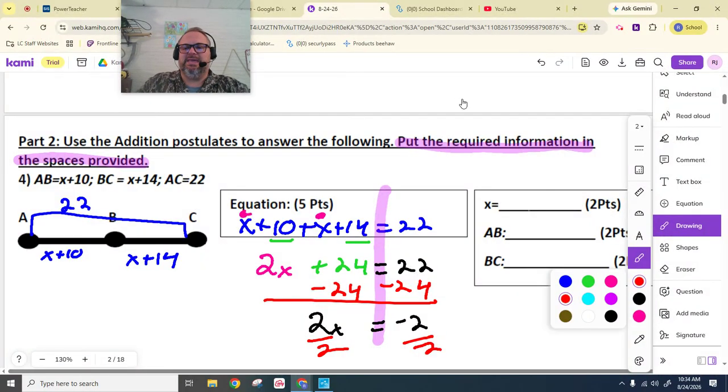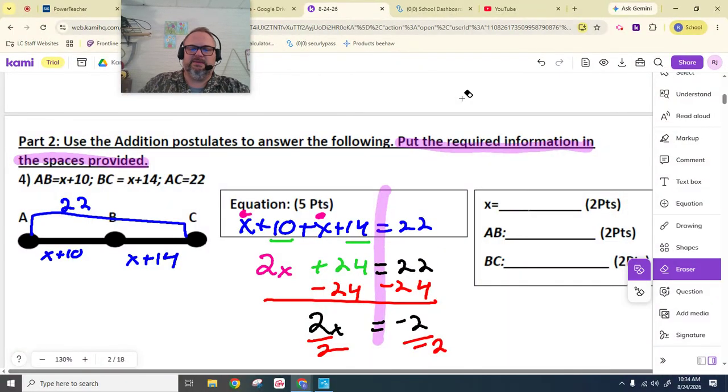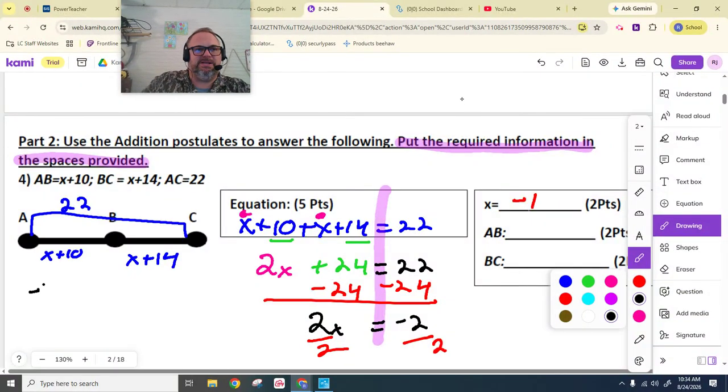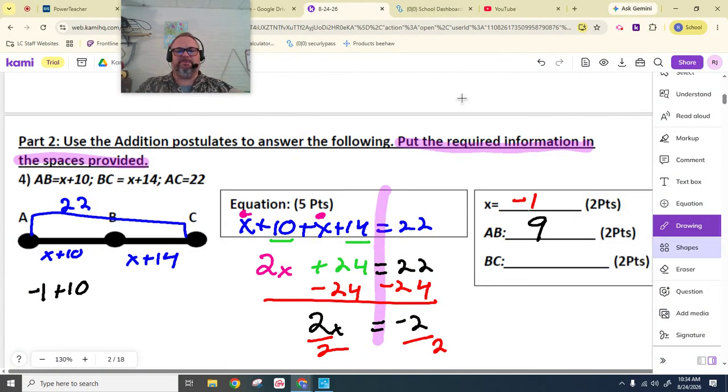Can I get a negative for x? Yes. Should I get a negative for any measurement? No. Hard pass. All right, so this should be -1 plus 10, which is 9. Now, a couple ways that you could get this next part. You could actually plug this in, or you could say 22 minus 9. Either way, you should get 13.